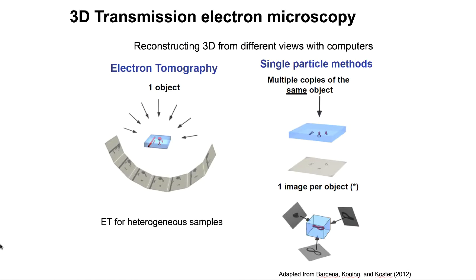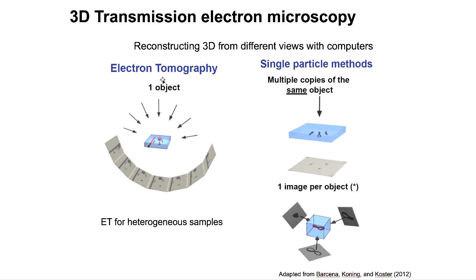So researchers have devised two ways of recovering the information that was lost by collapsing 3D images into 2D. The first is electron tomography, and the other is the single particle method. Since the single particle method requires multiple copies of the same object, we cannot use this method for 3D analysis of a cell, because no two cells are the same. So we use electron tomography.